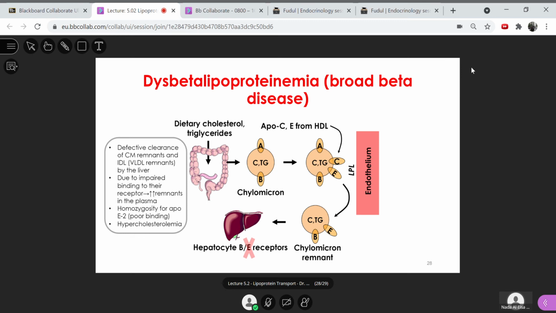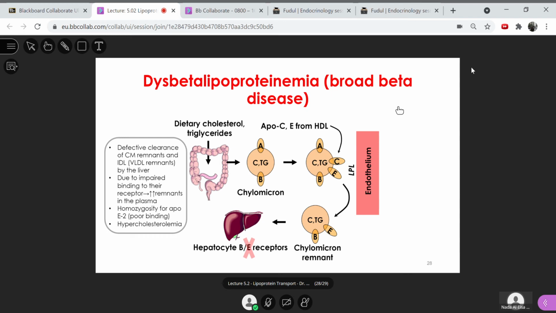Lastly, we have dysbetalipoproteinemia, or broad beta disease. It has to do with the beta or the ApoB lipoproteins, which are the chylomicron and VLDL. To help you memorize or understand it, link this beta or broad beta with the remnant. You can call it the remnant disease because it affects the clearance or removal of the remnant particles from the circulation. What are the remnants? The chylomicron remnant and the IDL. IDL is the VLDL remnant.